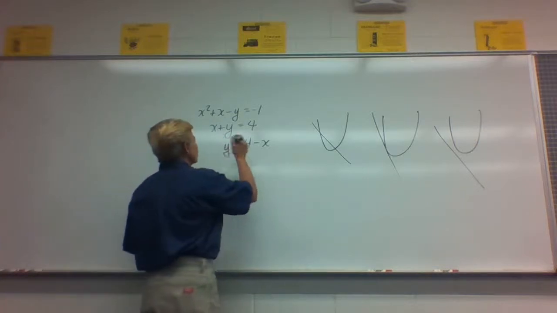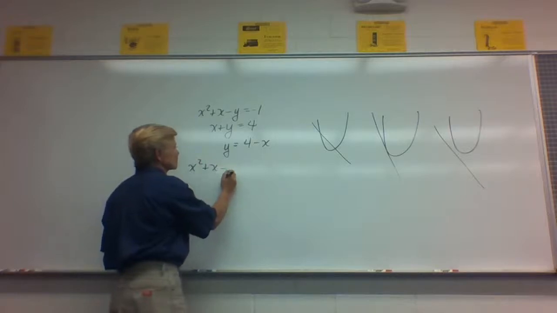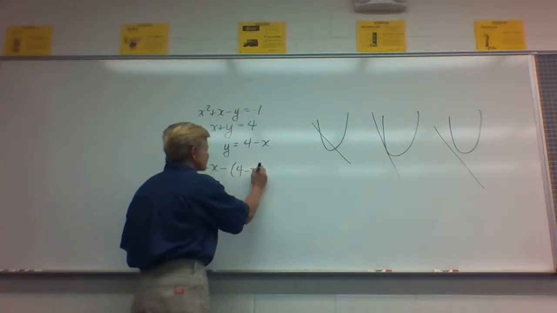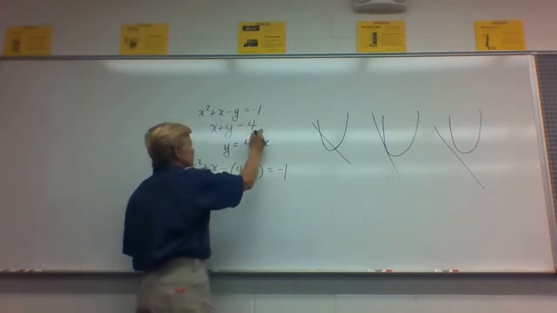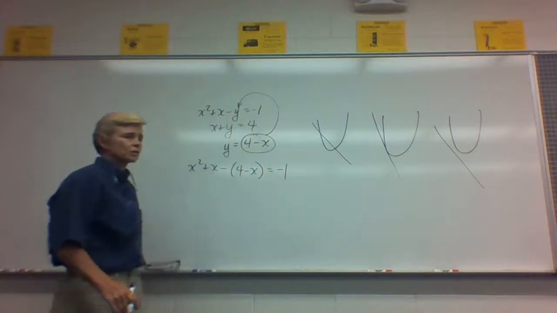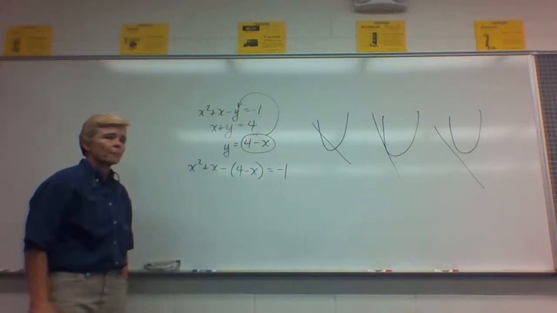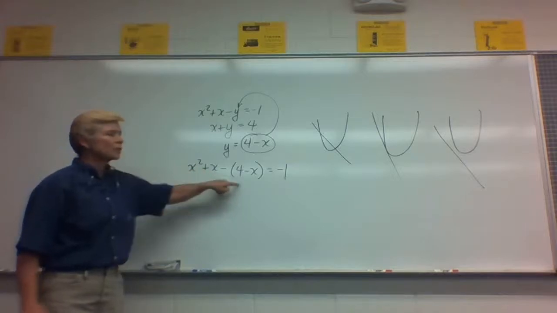And then rewrite the other equation and substitute that y right there with what y is equal to in the other one, since they're in the same location on the grid. Did you follow that? And in doing that, you now have an equation that has only one variable in it.